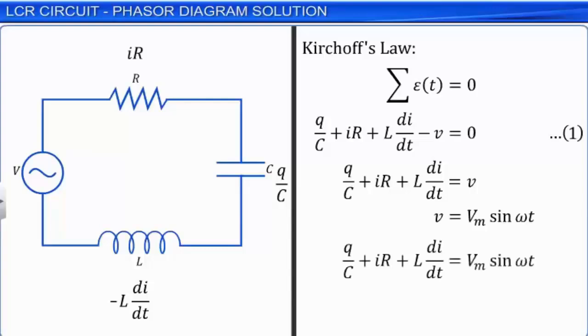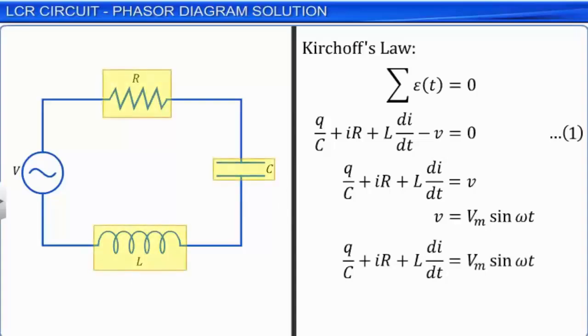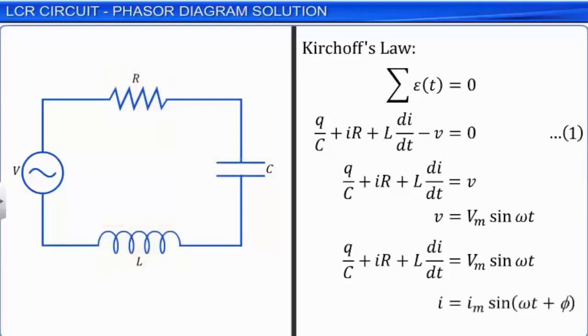As we know that the three circuit elements are in series, thus the current I through them is the same. Thus, we have I is equal to Im sin(omega t plus phi), where Im is the amplitude of the AC current in the circuit, omega is the angular frequency, and phi is the phase difference. Now we will use the phasor approach to find the expression for the instantaneous current I.